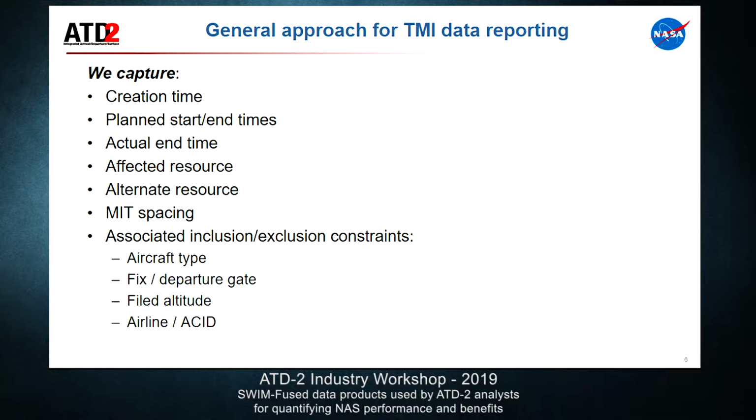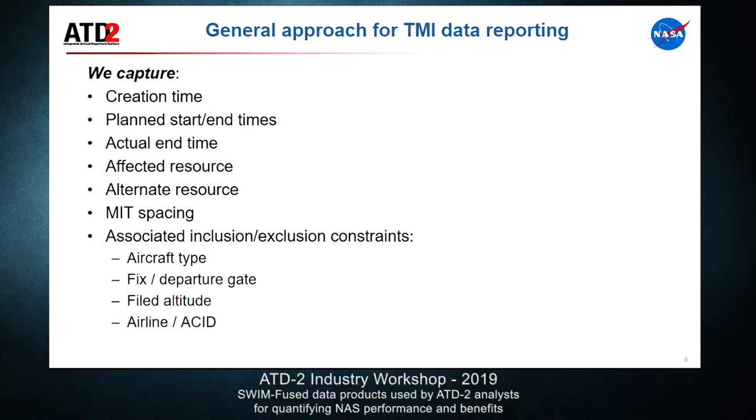And we also capture quite a bit of information about constraints. And I think there's a lot of interesting data there in the constraints. They'll enter that the restriction only includes or only excludes certain aircraft types, flights going through some specific fix or departure gate at or above or at or below some altitude, or specific airlines or call signs, maybe included or excluded. For whatever reason, we don't have visibility on this side into why that decision was made to include or exclude those flights, but there was some decision made there, and we capture that data.